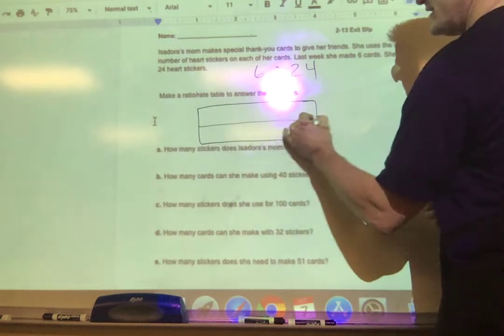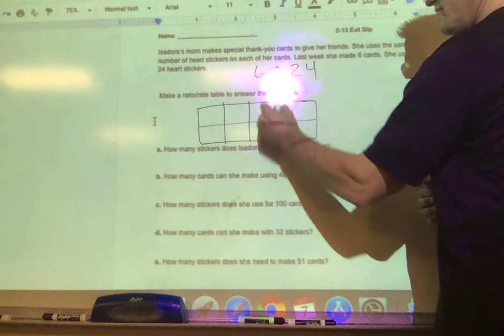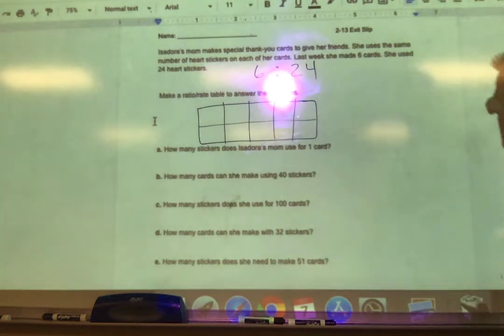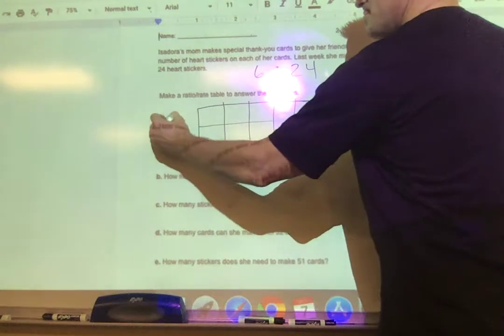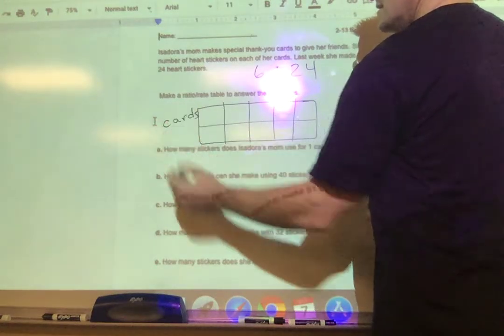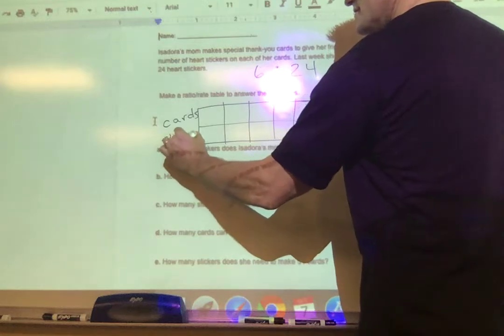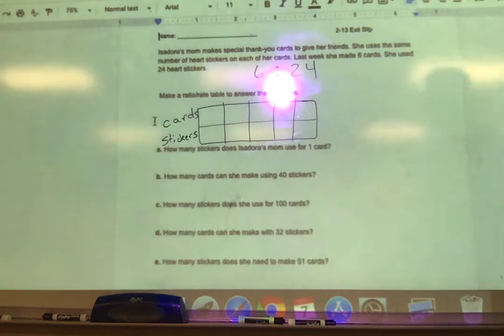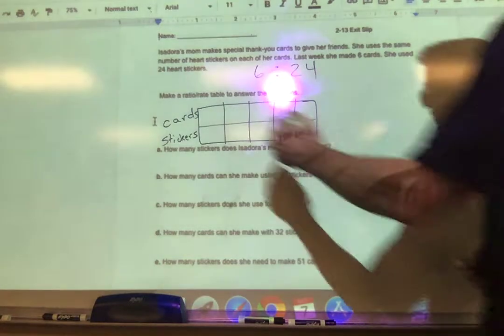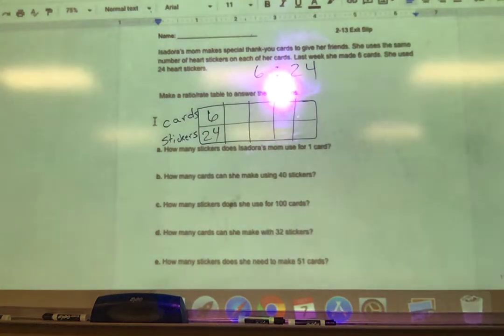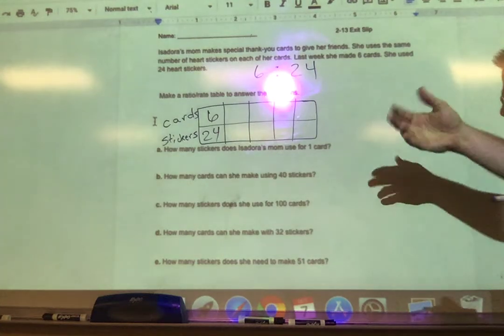So we know that we divide it up and make a few boxes on top and bottom there, and I'm going to label here so we're organized. We got cards here, and let's do the heart stickers. I'll just write stickers here on the bottom. So we know right now for every 6 cards there are 24 stickers. That's our rate there.